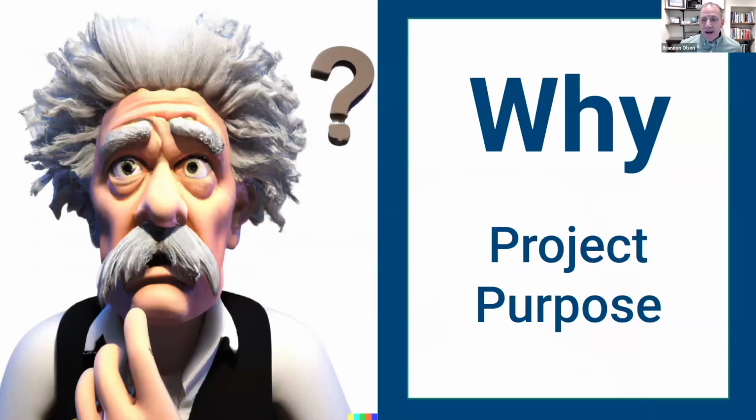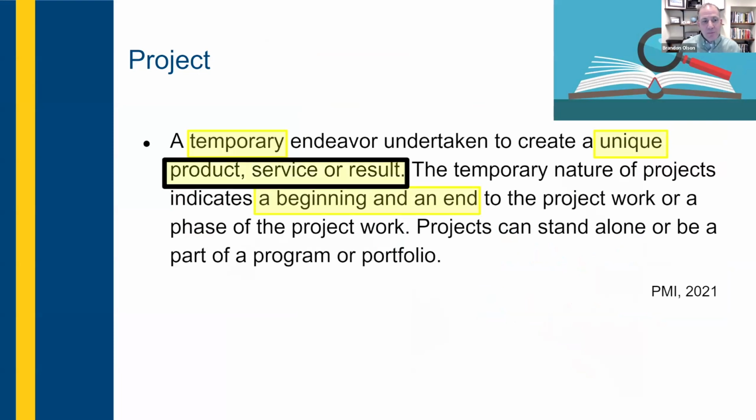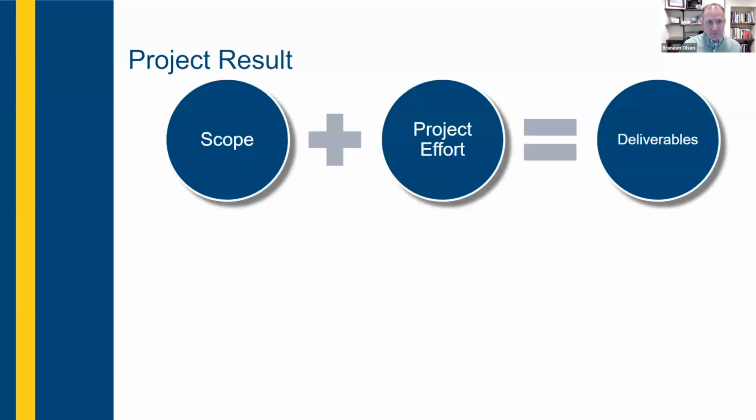So we're going to begin with the project purpose. Keeping in mind the definition of a project, it's a temporary endeavor undertaken to create something unique: a product, service, or result. The temporary nature of projects indicates that there's a beginning and an end to the project work or phase of the project work. Projects can stand alone or be part of a program or portfolio. But one of the key concepts here is that we're producing some type of product, service, or result. So there's some type of outcome or output from our projects, and that's going to be key here.